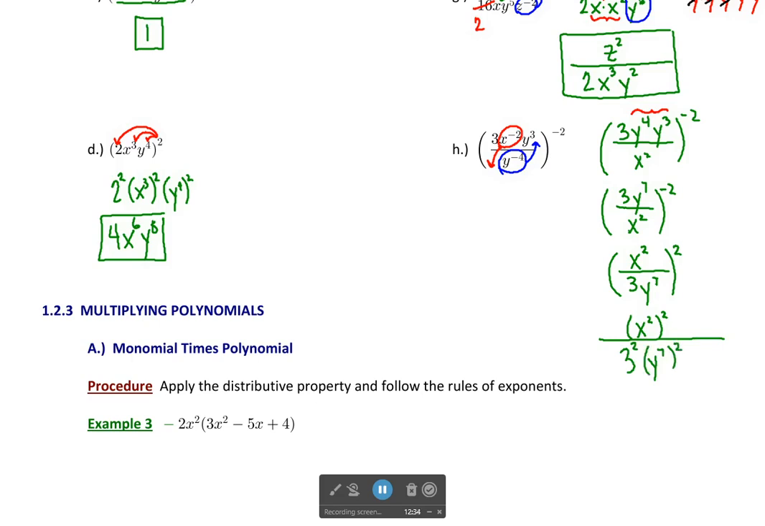And remember when we have a power raised to a power, we multiply the powers. So we end up with x to the 2 times 2, or x to the 4th. 3 squared is 9. And y to the 7 times 2 gives me y to the 14th. So we end up with x to the 4th over 9y to the 14th. So those are basic rules. They can be applied in various orders, but they will be important for the rest of the semester, so take some time to master those rules.